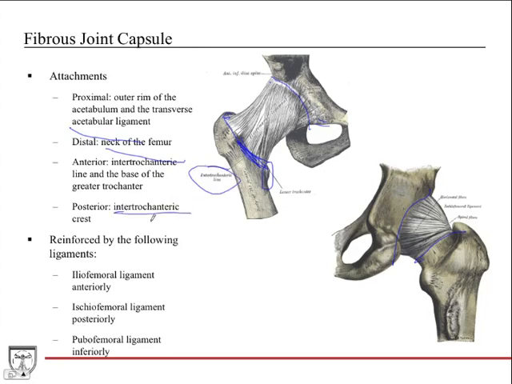Posteriorly, it'd be the intertrochanteric crest, so you can see that here traveling again from both greater to lesser trochanter. And then it's reinforced by the following ligaments, and these are three pretty important ligaments to know, especially for an anatomy exam. Iliofemoral ligament anteriorly, you can see that labeled here. Ischiofemoral ligament posteriorly, you can see that here. It's really this entire ligament here. And then the pubofemoral ligament inferiorly, which is this nice little ligament shown right here.